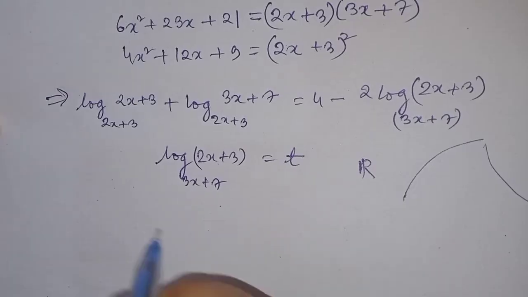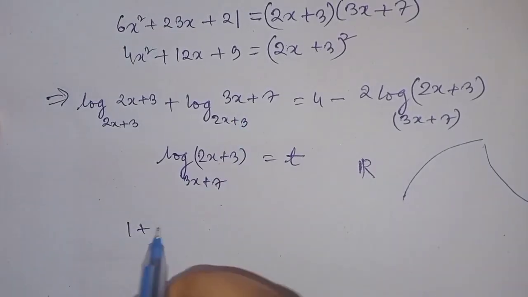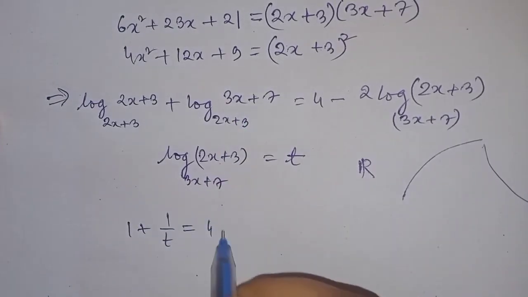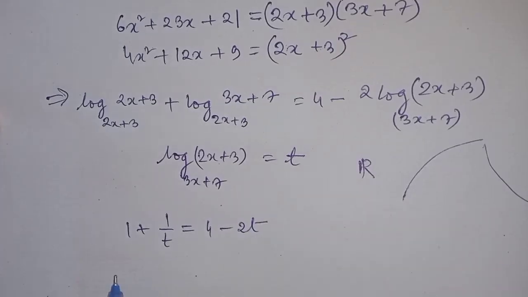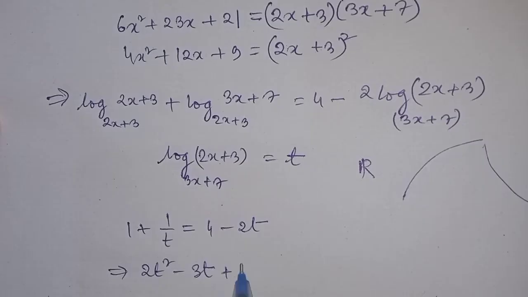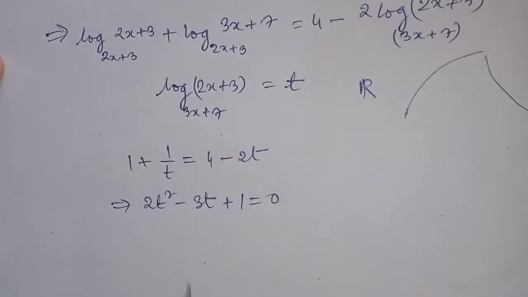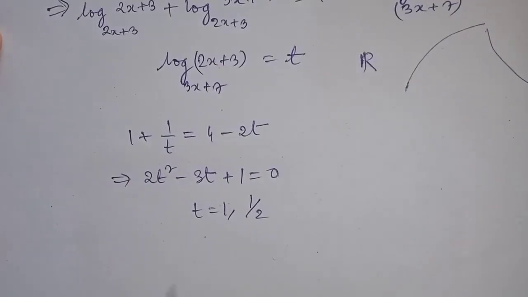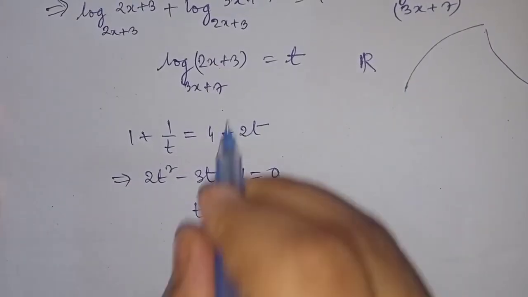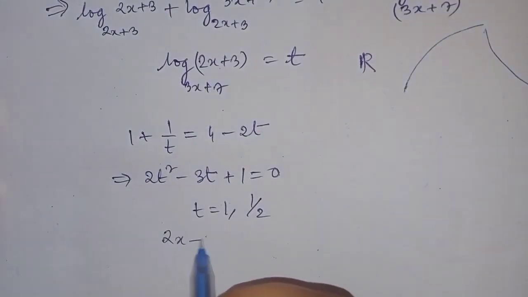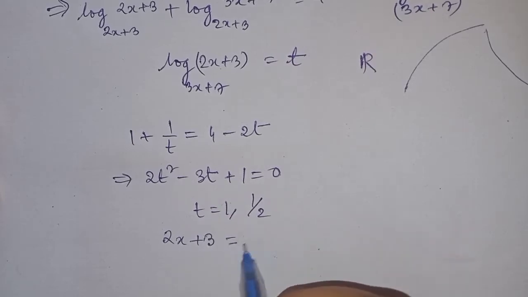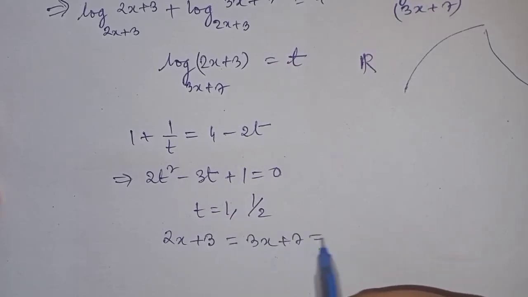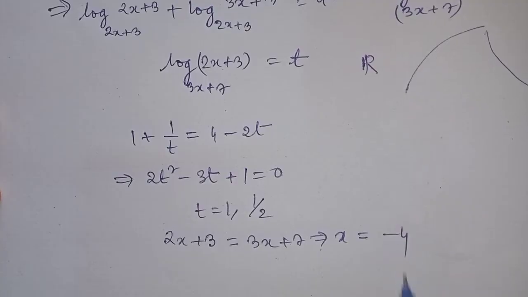So if I substitute the value, using the properties of log, I can get this expression, and now I am finally getting a quadratic, 2t square minus 3t plus 1 equal to 0, and the solutions of this quadratic will be 1 and half. So now if I put t equal to 1 back in this expression, I am getting 2x plus 3 equal to 3x plus 7, that implies x equal to minus 4.